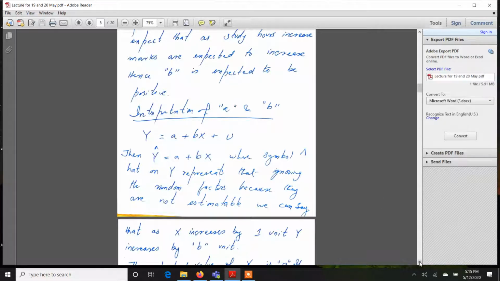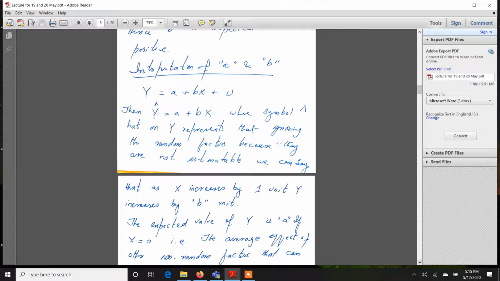Okay, so what is the interpretation of this slope coefficient b? We will say that if x increases by 1 unit, y will increase by b units, right? Or if x changes by 1 unit, y will change by b units. We will also do this numerically.